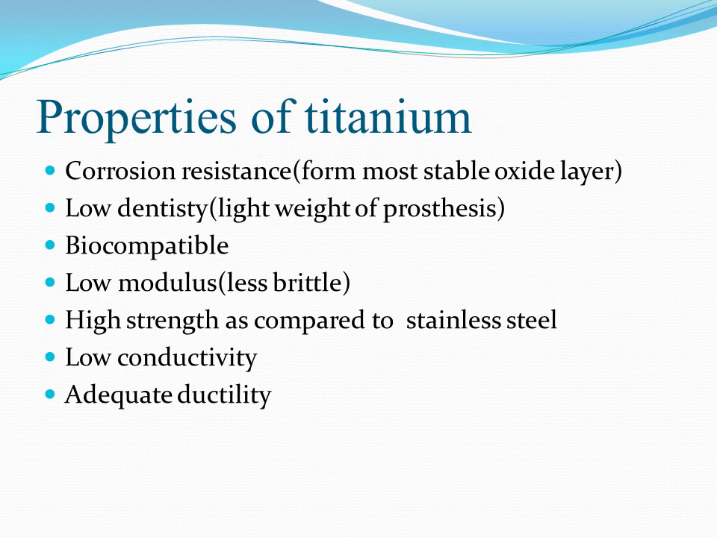So let's look at the properties. Firstly, it's corrosion resistant because just like chromium, it can form a stable oxide layer which prevents corrosion. Low density, which means lightweight prostheses can be formed. It is very biocompatible. There are no known studies of any kind of reaction or toxicity taking place due to the placement of titanium. It has a low modulus, so it's less brittle, high strength compared to stainless steel, low conductivity, and adequate ductility, so it can be formed into any desired shape. So the properties of titanium are often asked in your university questions.